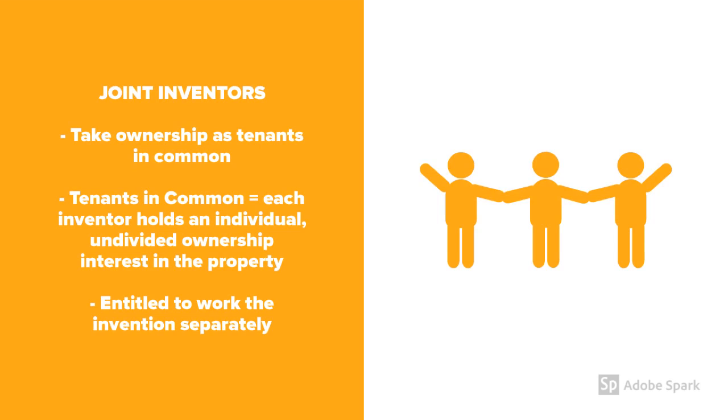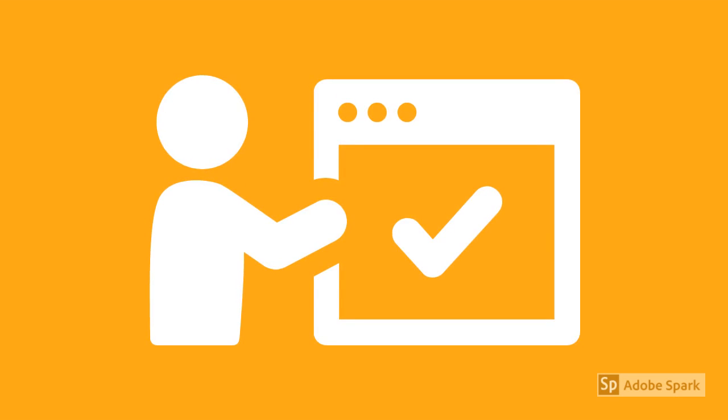Joint inventors will take ownership of a patent as tenants in common, meaning that each inventor holds an individual ownership interest in the invention. Each of these inventors is entitled to work the invention as they wish. However, all joint inventors must consent to the granting of a license or assignment of an interest over the invention.